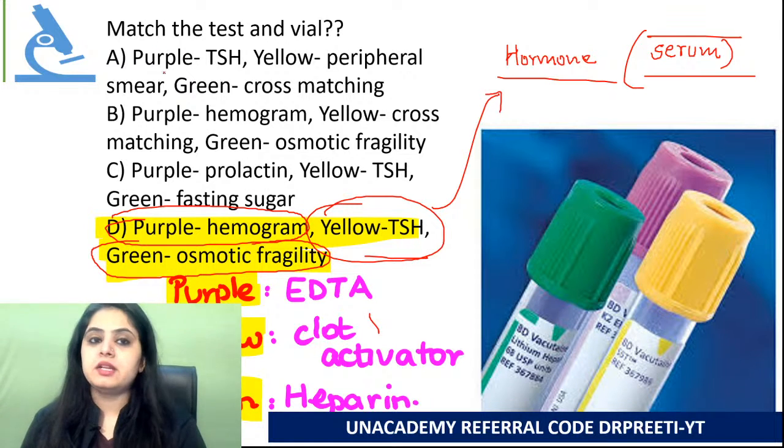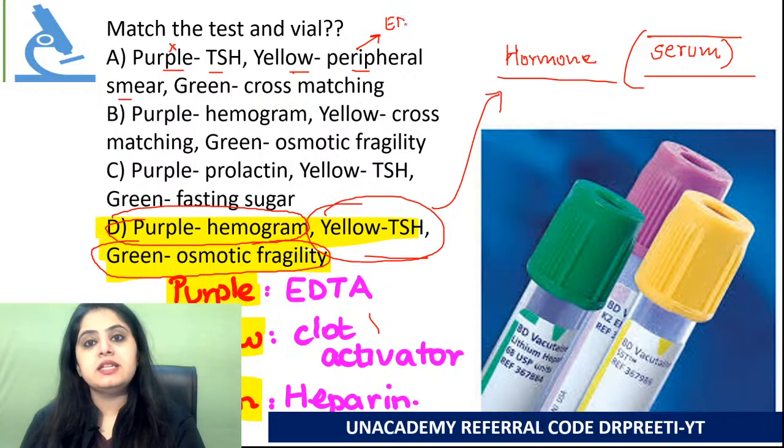Let's look at the next one. Other options. Purple for TSH? No. Purple I use for hemogram because it is whole blood. Yellow for peripheral smear? No. For peripheral smear, I'll use EDTA because it is whole blood.